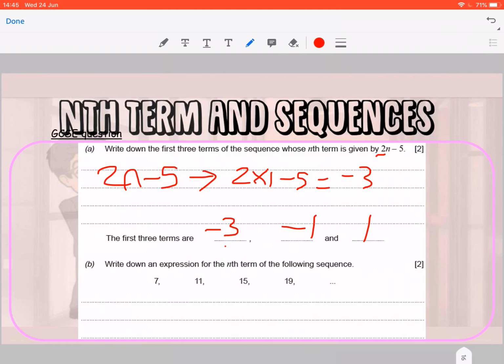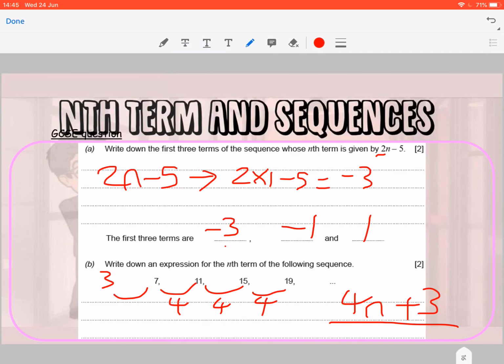So I've got negative 3, negative 1, and positive 1. Really straightforward. Underneath, write down an nth term expression for the following sequence. Okay, it's going up in 4s each time. So it's going to be 4n. Then whatever comes before the first number goes on the end. It's going up in 4s, so before the first number will be positive 3. So my answer for my nth term equation is 4n plus 3. Really straightforward. Pause the video now. If you got it wrong, mark it, correct it. Try and understand where you went wrong.